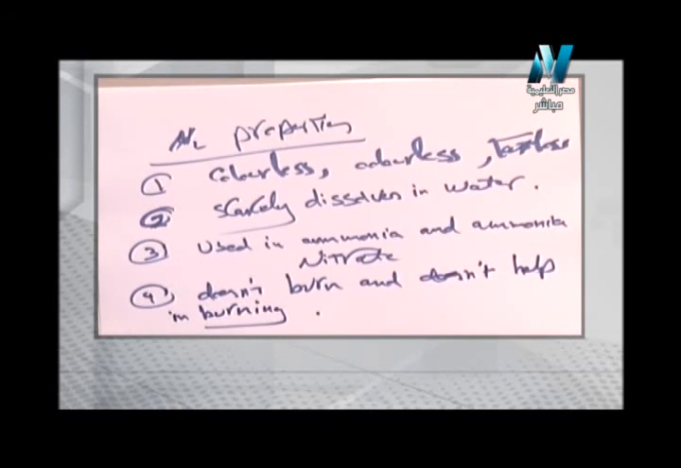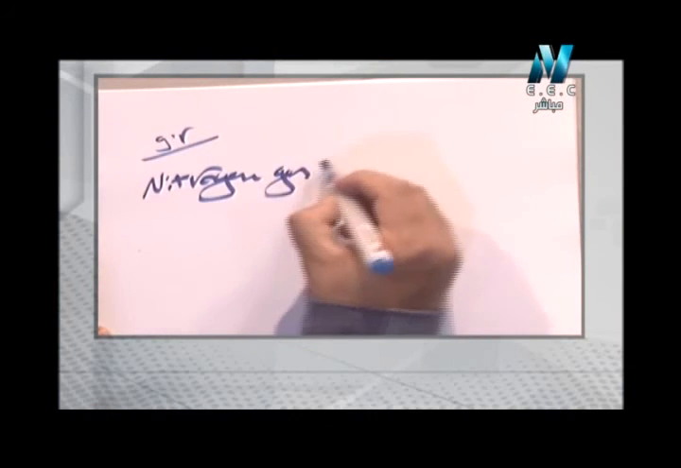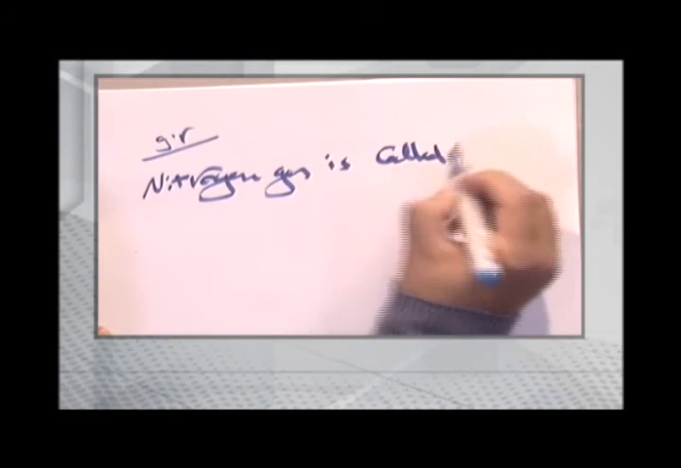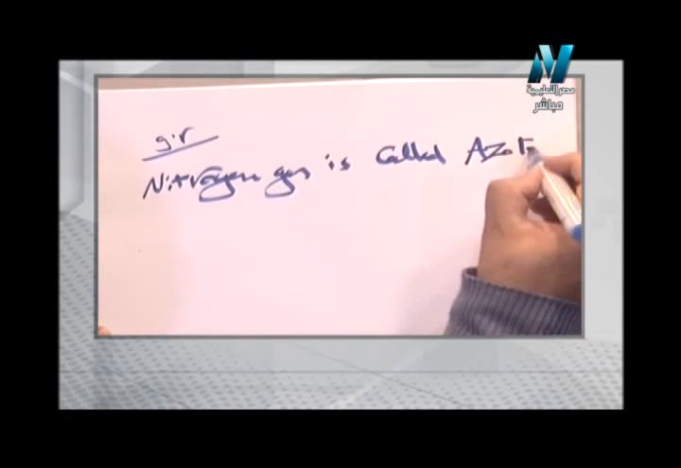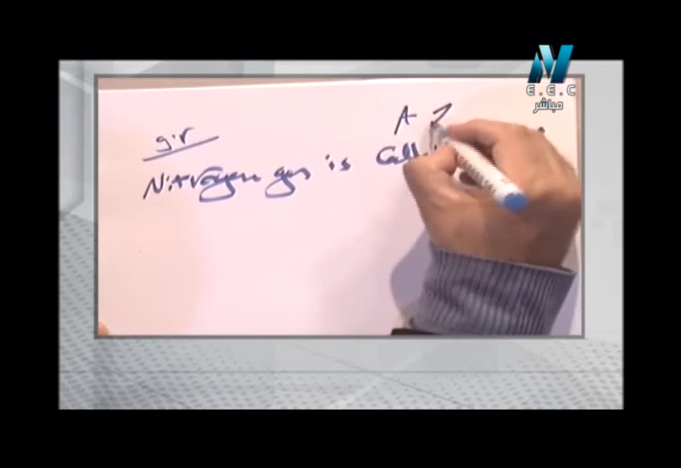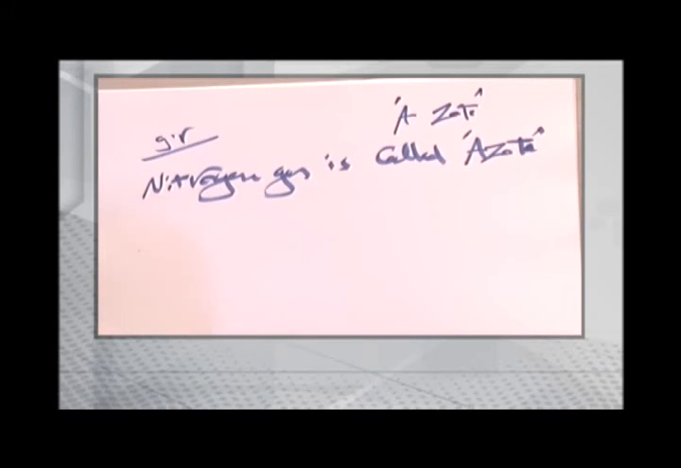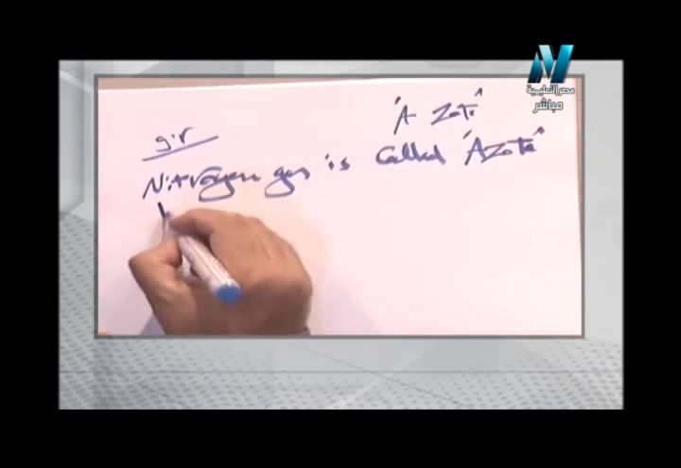So now at last I will have a very important give reason: why do we call nitrogen gas by the name azote? Why do we call nitrogen gas such a strange name, azote? Give reason question: nitrogen gas is called azote. Why do we call it azote? It's a Latin word derived from two parts meaning "no" and "zoe", meaning life, so lifeless. Why do we call it azote or lifeless gas?